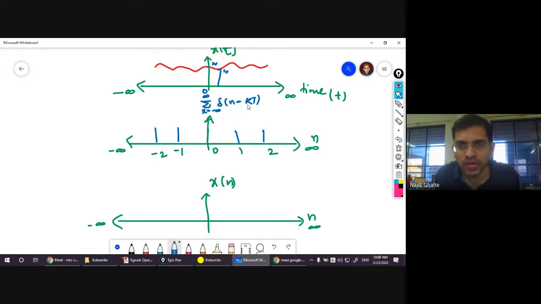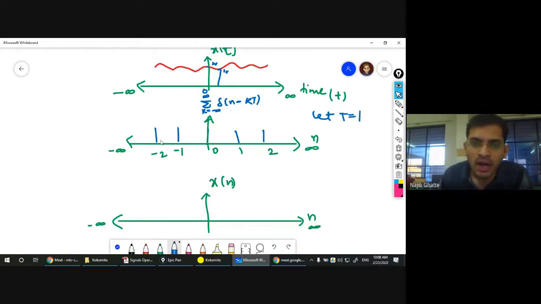For example, if k is 1, it is n minus T. If k is minus 1, it will give me n plus T. n minus T means delay, and n plus T means advance. Let us assume T equal to 1. T is known as the time period. So with T equal to 1, we get 0 to 1, 1 to 2, 2 to 3, and so on. If T equal to 2, that means you are increasing the time period, which means you are decreasing the frequency.